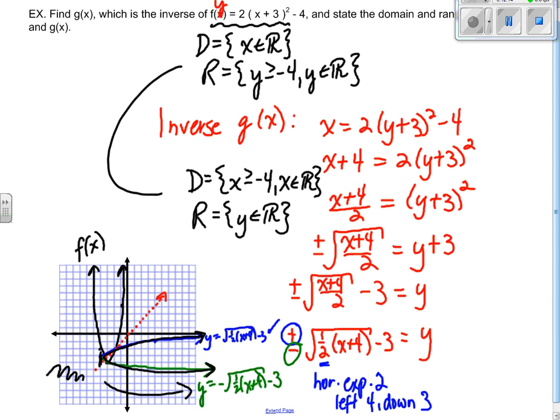Notice that the domains and ranges are opposite between inverse functions. That is part of the definition. Domain and range have been exchanged.